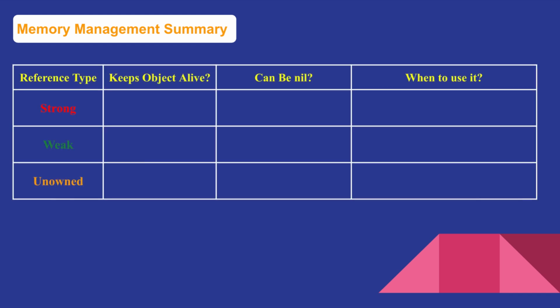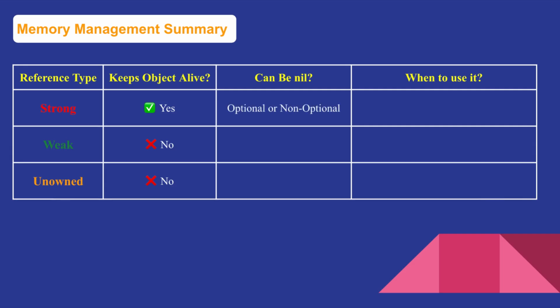Here is a comparison table that breaks down strong, weak, and unowned references so you know exactly when to use each one. Starting with strong references. Do they keep an object alive? Yes, they absolutely do. For weak references, do they keep it alive? No. And for unowned references, do they keep it alive? Also no.